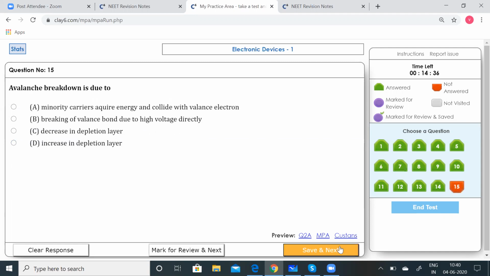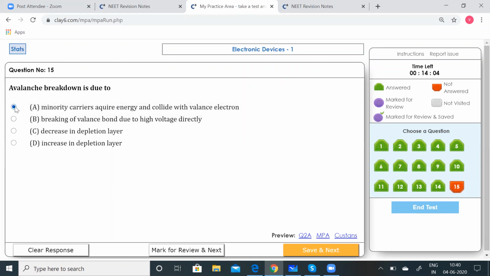Finally, the last one. Avalanche breakdown is due to... the first option of the previous question was a good example for that. In avalanche breakdown, the minority charge carriers collide with the valence electrons to create more electron-hole pairs. Thereby the breakdown occurs only in this manner. So it should be the first one. You can see minority carriers acquire energy and collide with valence electrons.